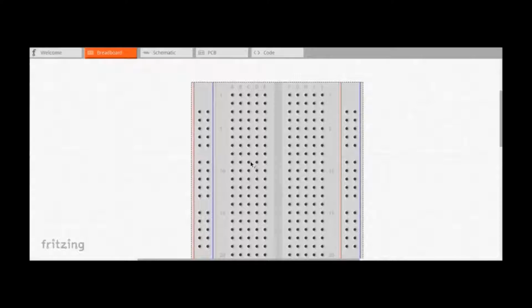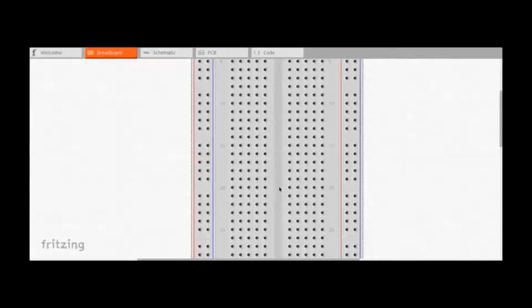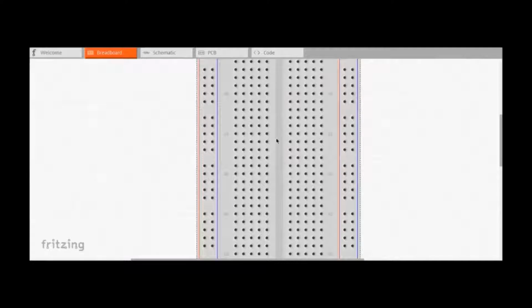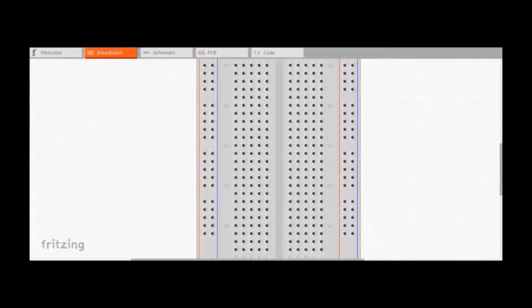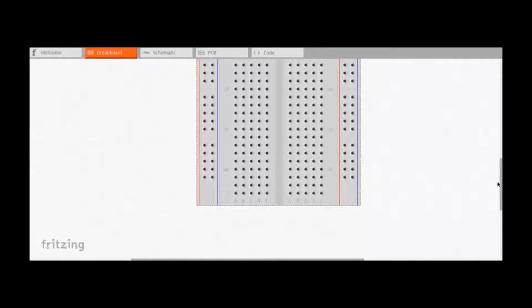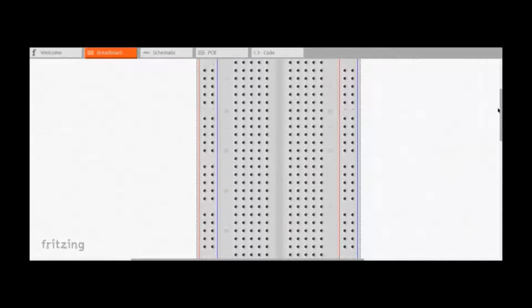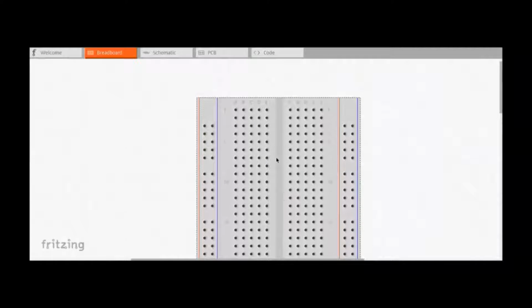Now the holes in the middle are what are used to connect and interconnect our circuit elements. As you can see, the inner holes are labeled from A through to J, and from 1 all the way down to about 65. Let's just check that. So it goes all the way down to 65, and these are used to interconnect our circuit components. As you notice, there is a gap between the holes from A to E and those from F to J.